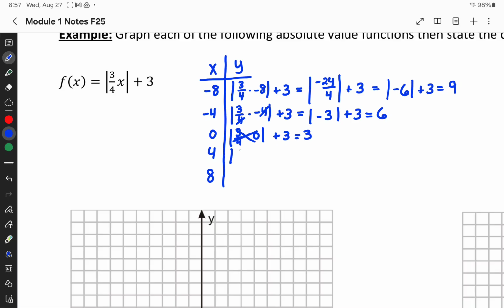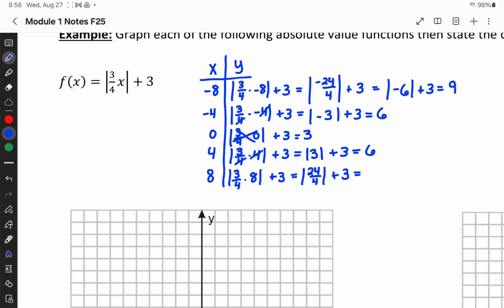Next, I'll go ahead and plug 4 in for x, so I'll take 3/4 multiplied by 4 inside the absolute value signs plus 3. Here, once again, I can cancel out my 4s. There's not even a negative to worry about this time, so now I just have the absolute value of 3 plus 3. Absolute value of 3 is still 3, and 3 plus 3 is 6, so there's going to be my next number. And then last, I'm going to plug in 8 for x, so 3/4 multiplied by 8 plus 3. And then I can multiply 3 times 8 is 24, so I've got 24 over 4 inside my absolute value signs plus 3.